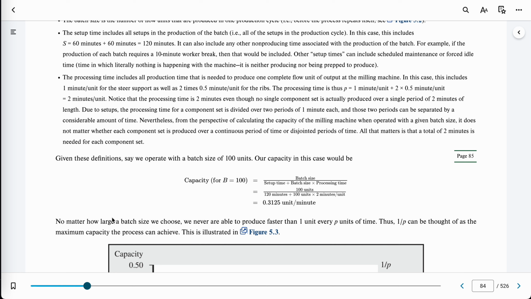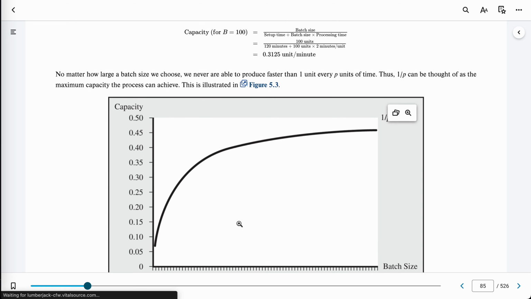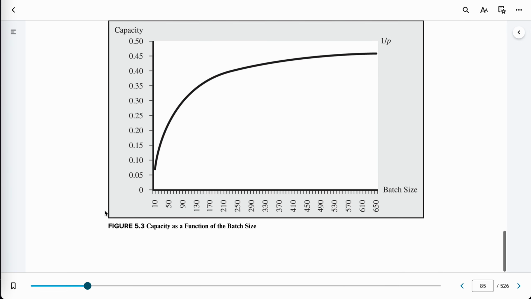So why not just choose the largest batch size? One thing to realize is that even if you choose a very large batch size, you still need 2 minutes per unit. So the capacity will never exceed 0.5 units per minute. You still take 2 minutes to make a unit, so in a minute you can only make half a unit. That's the best you can do, assuming there are no setup times. But there are obviously going to be setup times. So 1 divided by P, 1 divided by 2, is the maximum that you can do, but that is only if there are no setup times. Because there are setup times, you cannot do more than that.